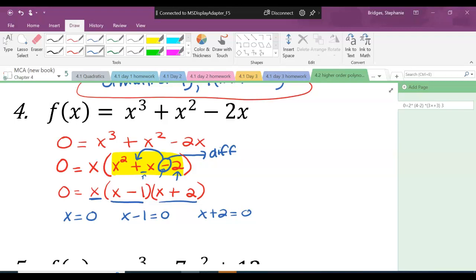Do any of them occur more than one time? No. Okay, so we shouldn't have any multiplicities here because they all only occur once. But how many total answers should we have? How many? 3. Yeah.